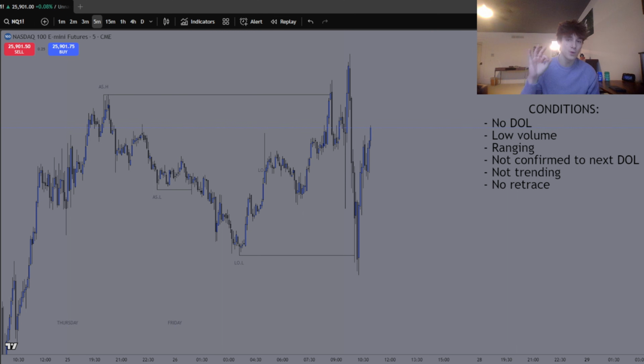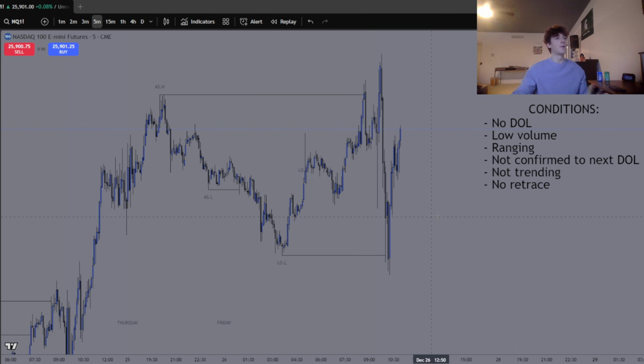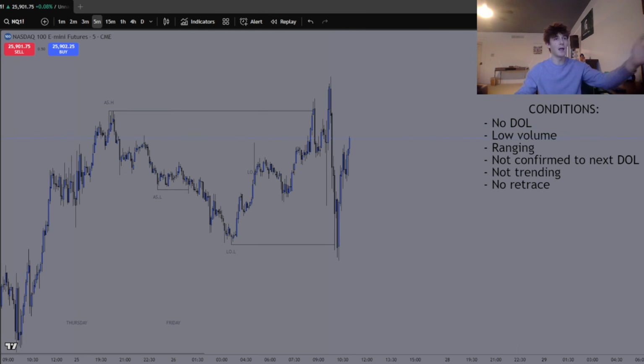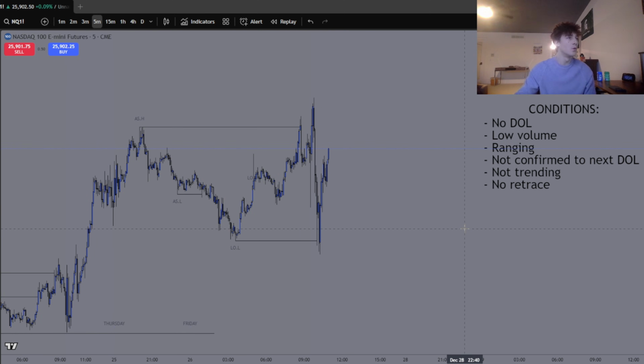Number 3 is ranging, and this is literally a perfect example of a range in live time, right? You see, boom, we take out session highs, boom, we take out session lows, and do you see us trending anywhere? No, we are bouncing from highs and lows, bouncing from highs and lows. This is a dream for a support and resistance trader, but as a continuation trader, you're sitting here like, damn, we're obviously not continuing anywhere. We're not trending anywhere, so this sucks, right?